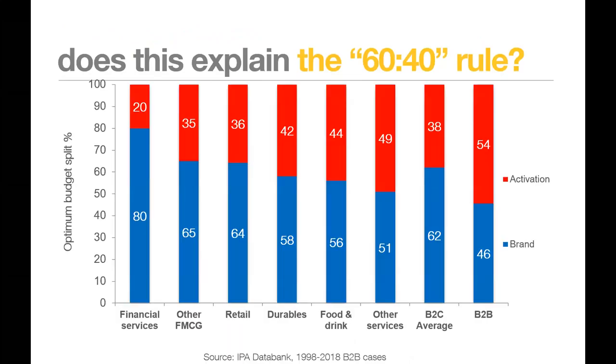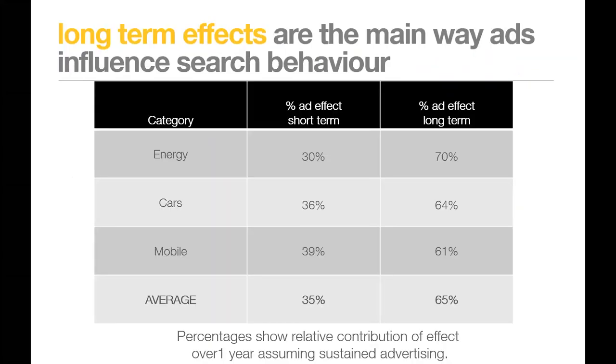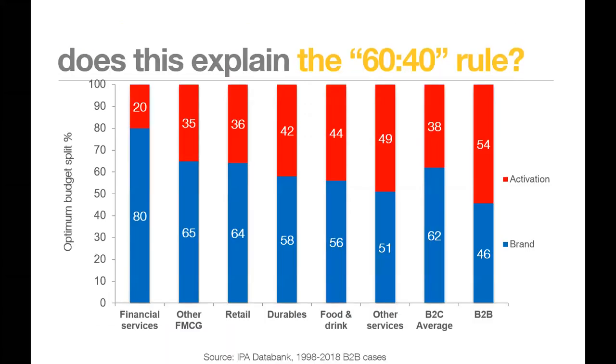There is a lot of variation by category. Some categories require more brand building, some require more activation. So it's not surprising that there are variations in the ratio of short and long term between these three categories that we see here. But the order of magnitude is the same. So maybe this is part of the explanation of the 60-40 rule. About 40% of the effect of advertising comes from short term prodding people to do something right now, and about 60% comes from long term increases in mental availability and, you know, consideration of the brand.